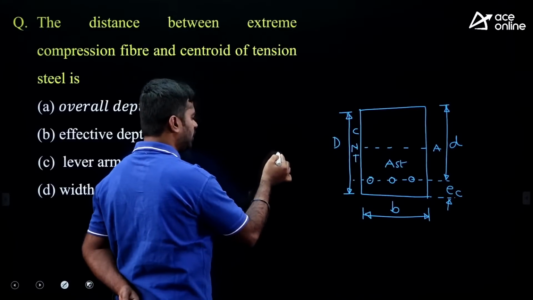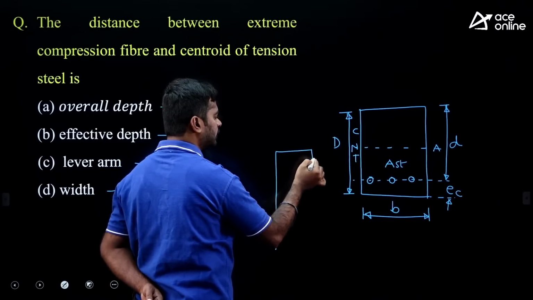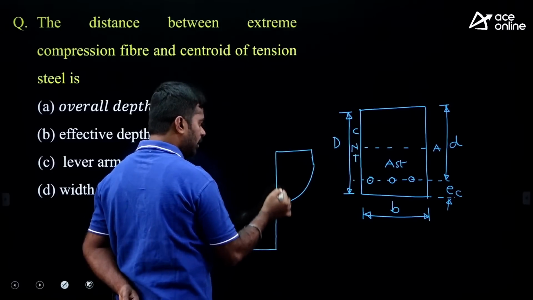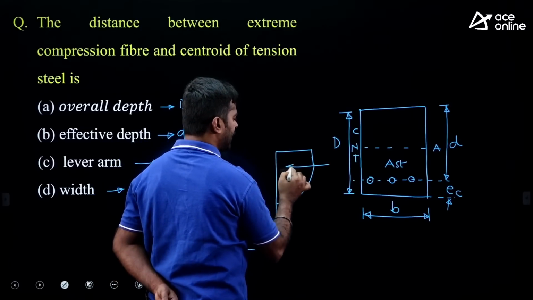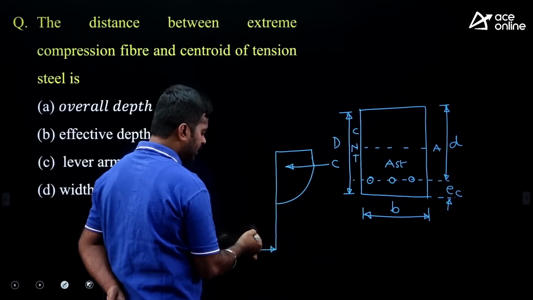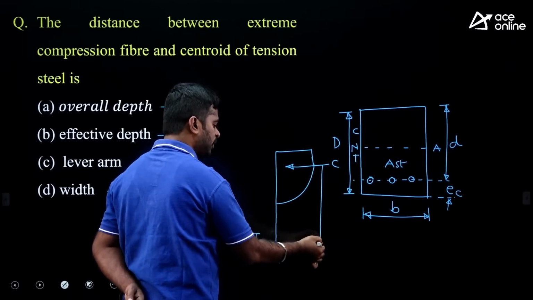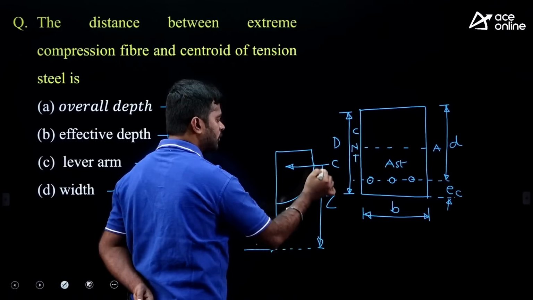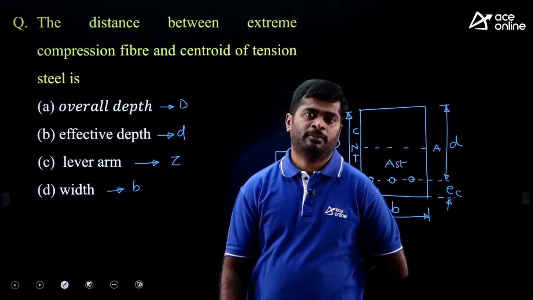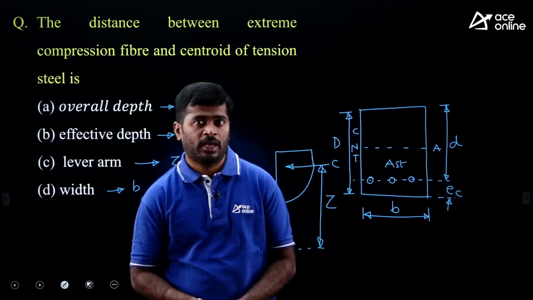What is lever arm? Suppose you take the stress diagram in limit state method, it is partly rectangle then partly parabola. You know the compressive force is acting within a rectangular portion of the stress block and tensile force is acting at the centroid of tension steel. Now the distance between compressive force and tensile force is the lever arm. Lever arm is the distance between compressive force and tensile force.